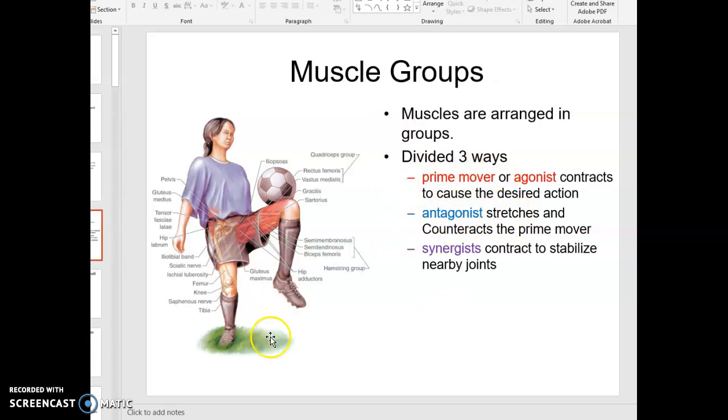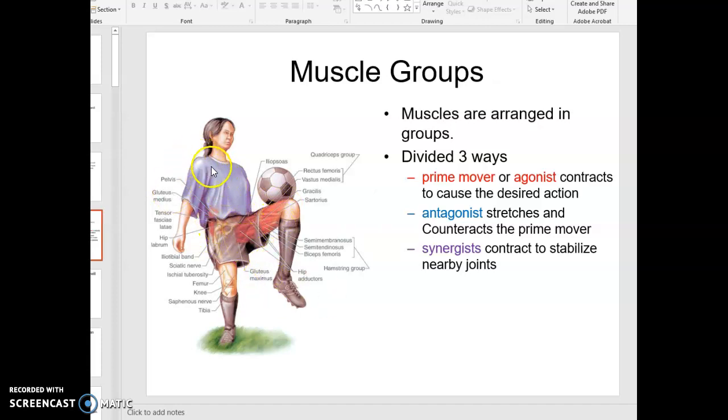The antagonist is what counteracts it. So the semitendinosus, semimembranosus, and biceps femoris would be the antagonist for that. Synergists are stabilizers. Remember I talked about all these muscles in the lower hip. They said don't worry that much about them. I take that back. I will talk about all these muscles in the hip. Those muscles are stabilizing the leg. They actually don't know what they do, but they're leg stabilizers.